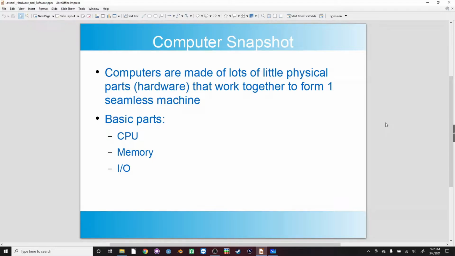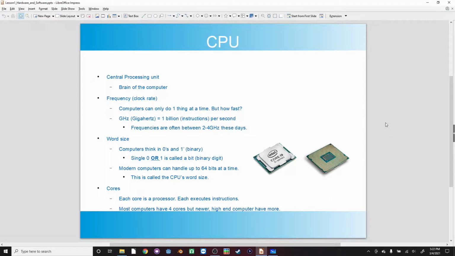So let's break it down into three basic parts. There's the CPU, there's memory, and there's I/O. Let's start with the CPU. CPU stands for Central Processing Unit and is the brain of the computer.